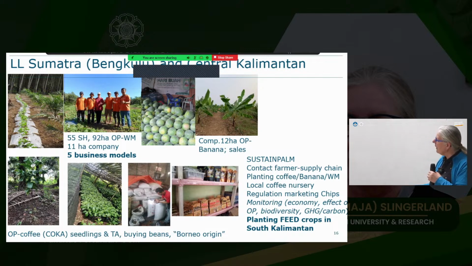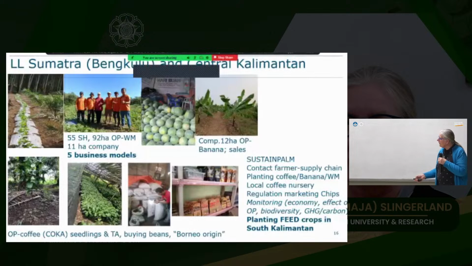Last year we had 55 smallholders, 92 hectares with oil palm watermelon, and 11 with the company. And we developed 5 different business models, depending on whether the farmer knows how to do it, whether he is a worker, and whether the farmer needs capital or not. And there are all kinds of profit sharing models. And now we have 12 hectares of oil palm banana on the plantation, also to try out.